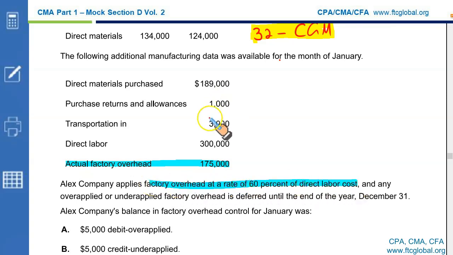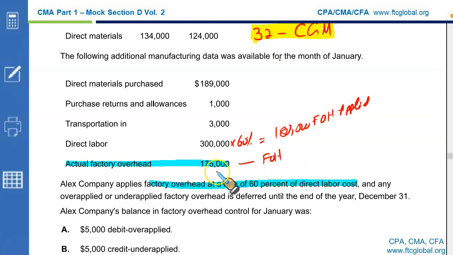Fine. This is your direct labor cost, and 60% of this is going to be 180. Now you can see that the manufacturing overhead or factory overhead applied is 60% of your direct labor, which is 180. Whereas your actual factory overhead is 175. So you applied more. FOH applied is 180, FOH actual is 175. So how do we net it off?